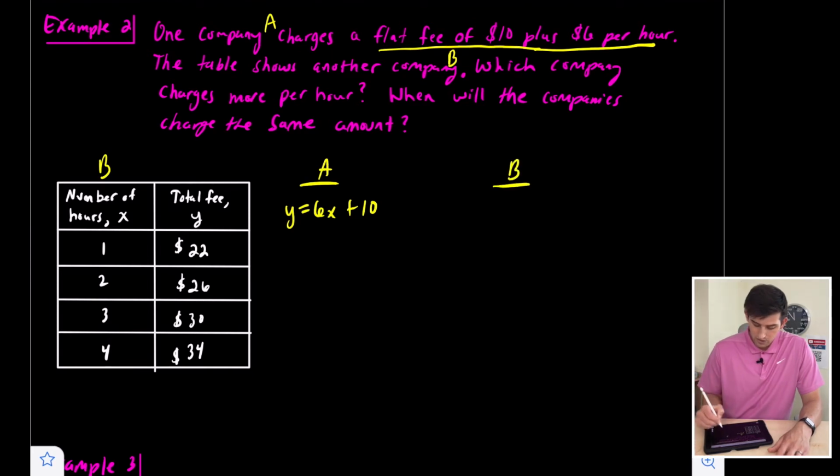Okay, so now for company B, we are only given the times in hours plus the price or the fee here.